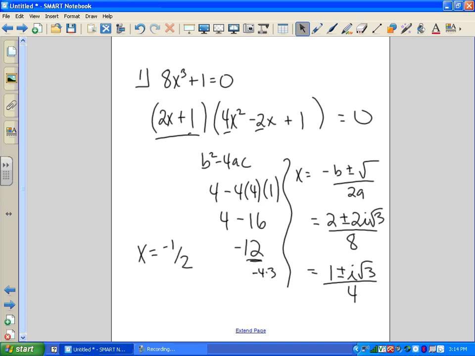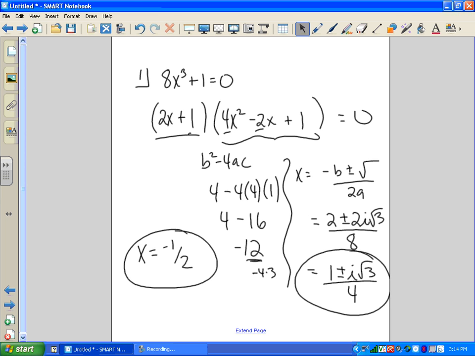And notice from the second factor, that trinomial, the two solutions that we would get would be imaginary. So I got 2 imaginary solutions and 1 real solution from the easy binomial factor.